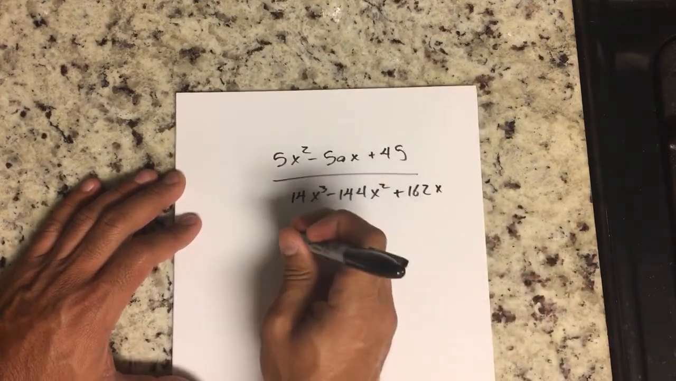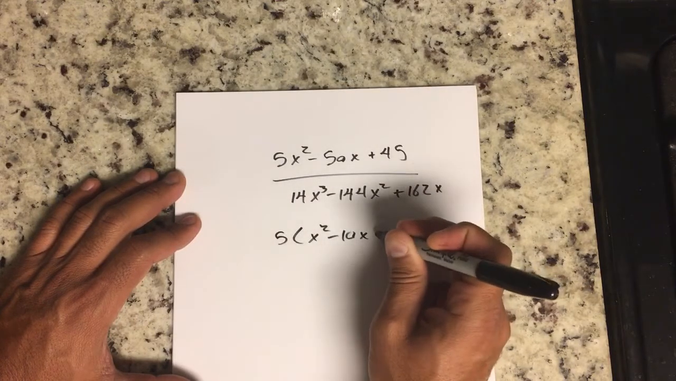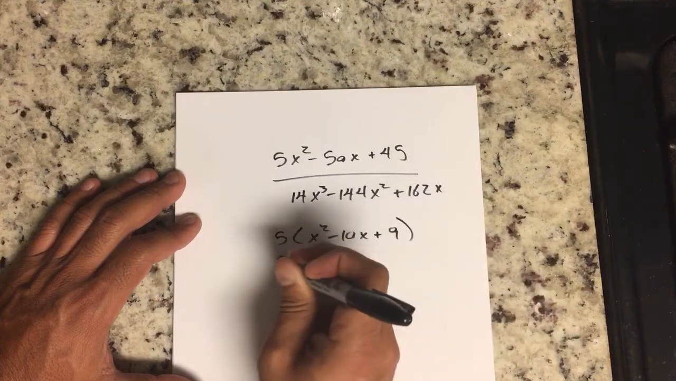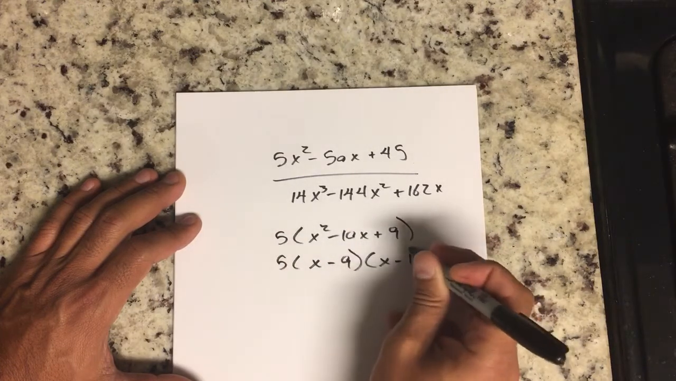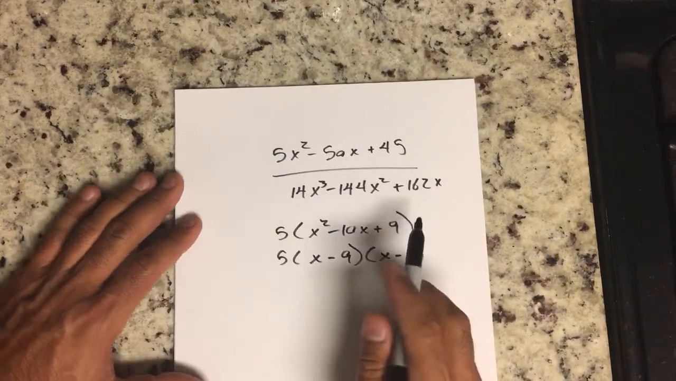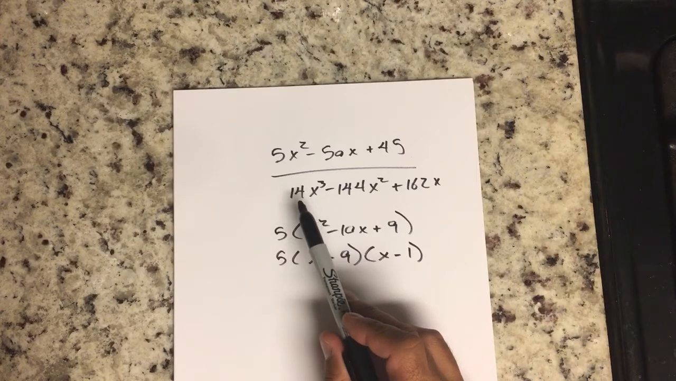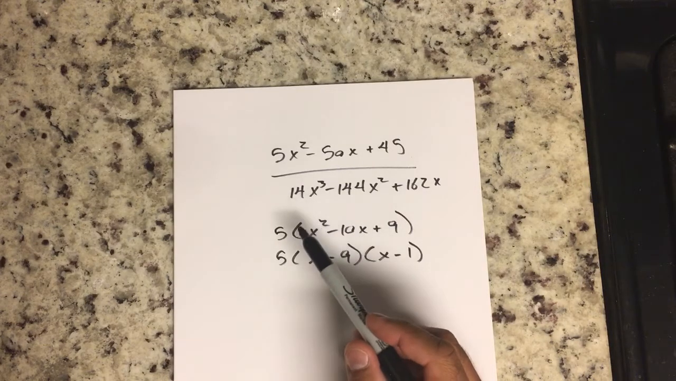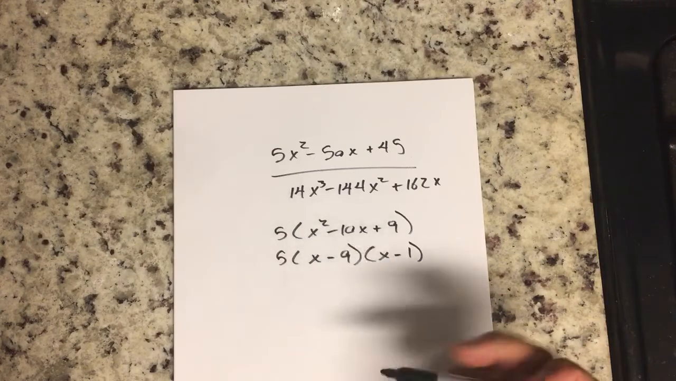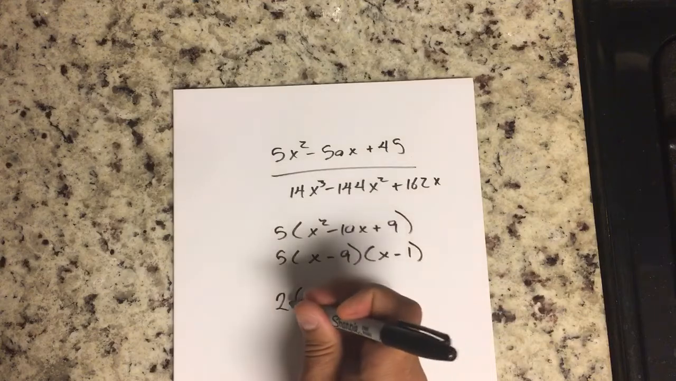I notice that these are all divisible by 5, which makes factoring that a little bit easier. I'm assuming those are all divisible by 14. Nope. What about 7? Nope. What about 2? Oh, 2x.